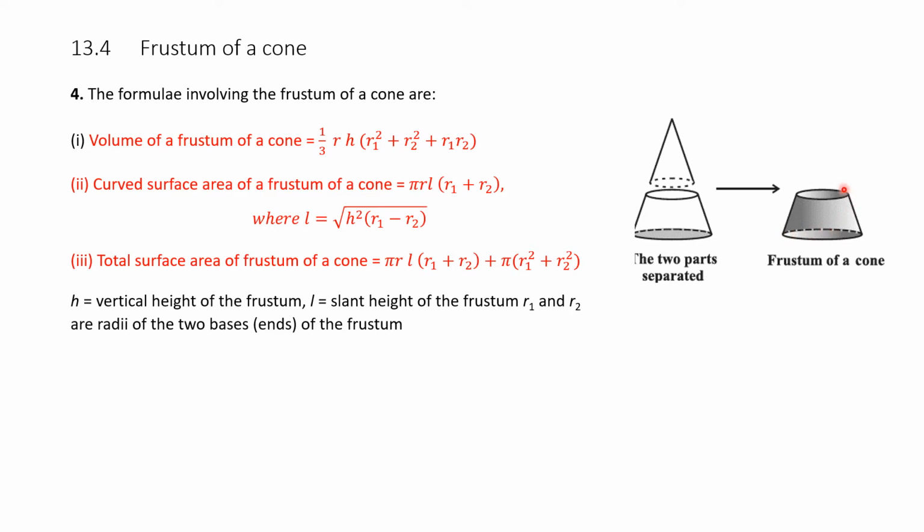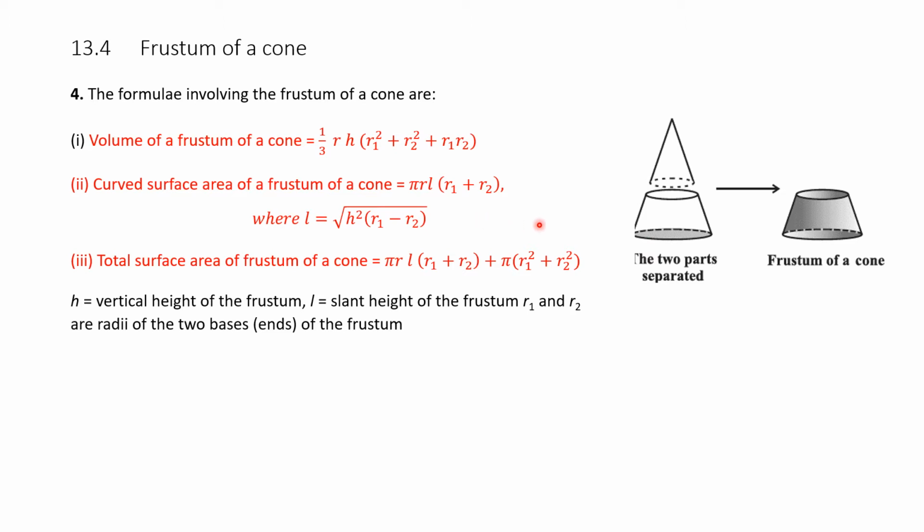Curved surface area is given by pi RL into R1 plus R2. Please note, R1 is the radius of the cone or frustum at the bottom, the larger radius, and R2 is the smaller radius. You see the diagram here, the upper portion has a small radius and the bottom portion has a bigger radius. So R1 is the bigger radius and R2 is the smaller radius.